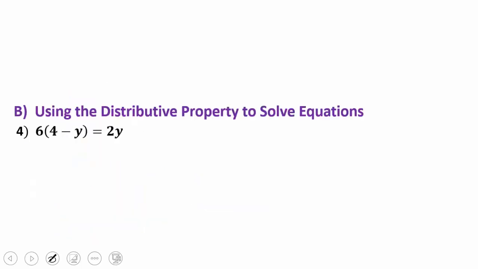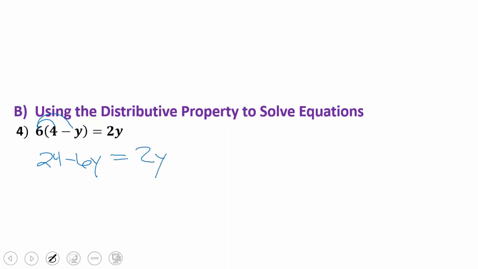So once again, combining more things that we've learned. This time we're going to have multiple variables on each side, but before we get there, we have some parentheses that we need to simplify out using the distributive property. So I'm going to take 6 times 4 and get 24, and 6 times the negative y and get negative 6y. And that is equal to 2y.